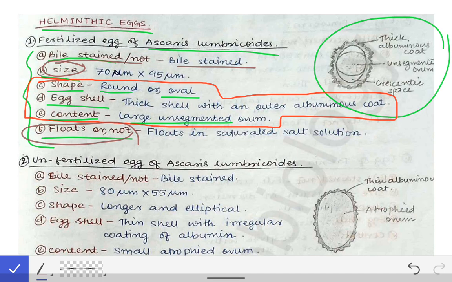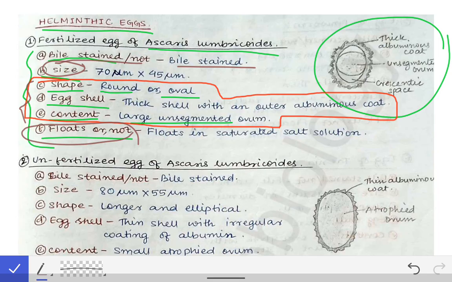At the end of the lecture, we will see a combined mnemonic where we will remember about all the eggs, whether they are bile stained or not, whether they float or not, and about the size also I have made a mnemonic. So these three things we will remember by mnemonics, but these three things, the shape, egg cell, and the content, should be remembered by the diagrams. So you should practice those diagrams at your home.